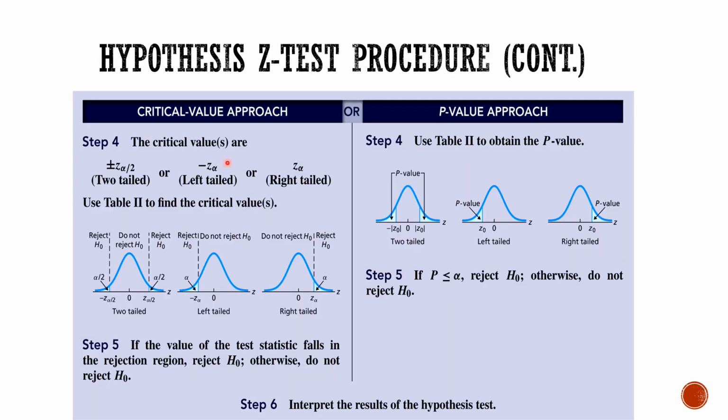Okay, and then in step 4, we perform the test using these approaches, the critical value or the p-value or both. And then step 5, we take a decision based on what we get from step 4. And then step 6, we have to interpret the results in the context of the problem. All right.